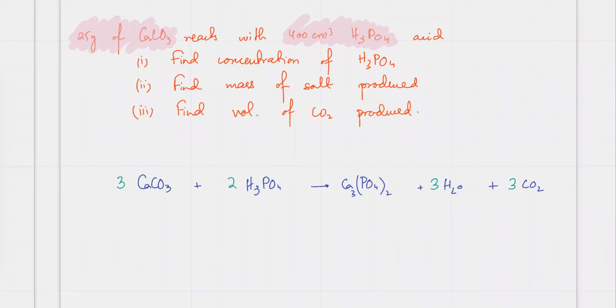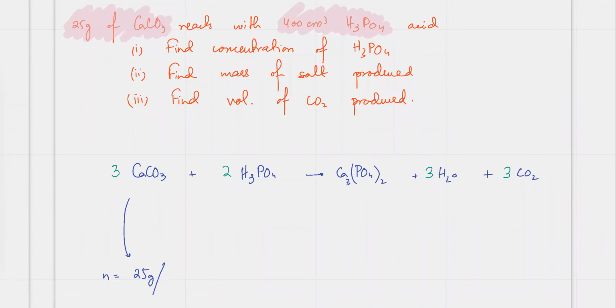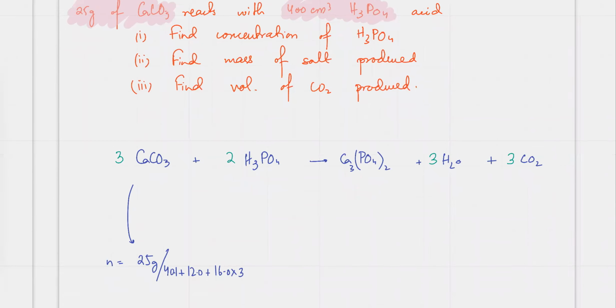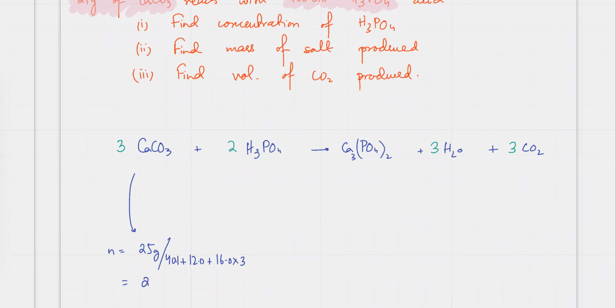You can find the moles of calcium carbonate, okay? Because the mass is given. So what you can do is moles is mass divided by MR. The mass is given, 25 grams divided by the MR. Now remember, I told you that the MR has to be very, very specific. Calcium in the periodic table is 40.1 and carbon is 12.0 and oxygen is 16.0 times 3. So what do you get? It's 25 divided by 100.1, right?